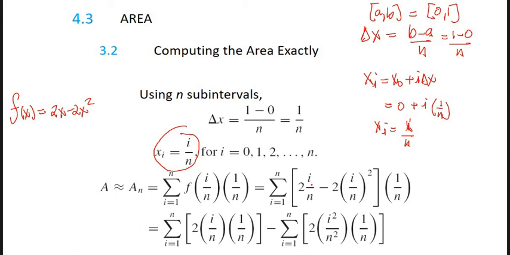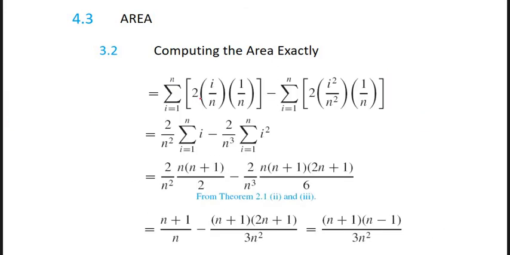So we have 2i divided by n minus 2i squared divided by n squared, right? Because it's all squared, times delta x, which is 1 over n. And then we go here, 2 times i, well, now you distribute the 1 over n against this one, and the 1 over n against this one, and then if you do, let's go to the next slide.